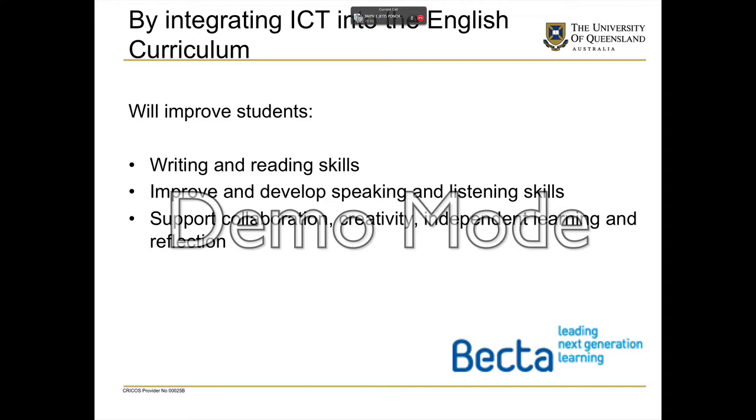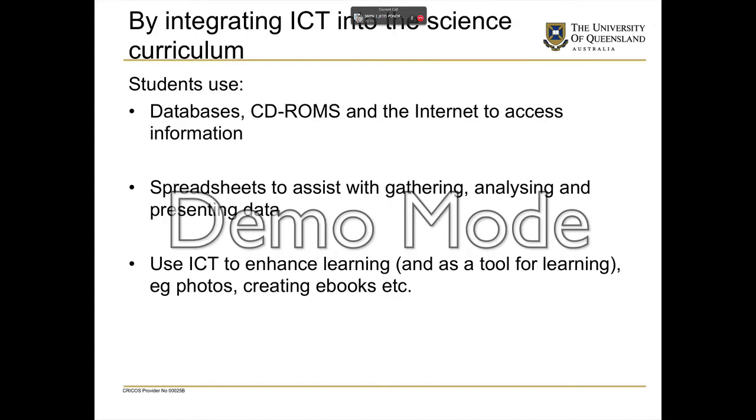So I've just chosen two areas, English and science, because I wasn't sure what was best. I just wanted to say that when you're integrating ICT in the English curriculum, basically students will improve their writing and their reading skills. It does help them to develop their speaking and listening skills as well as support collaboration, creativity, independent learning and reflection. And obviously that depends on the actual learning and teaching activities that you're choosing with the students as to what you're working on. But over the course of 12 months, that's sort of what would happen.